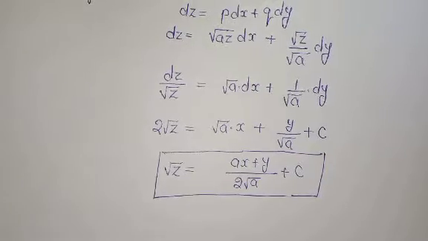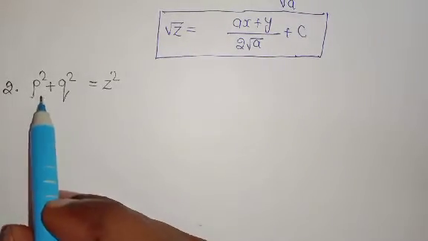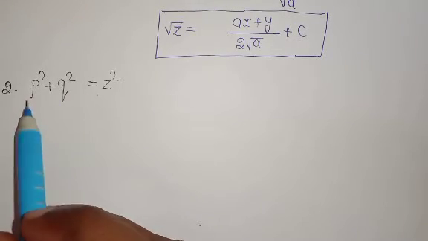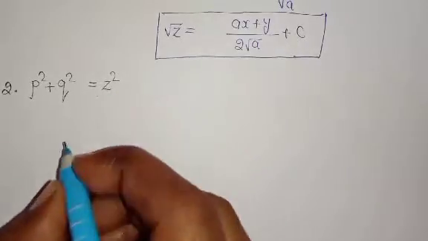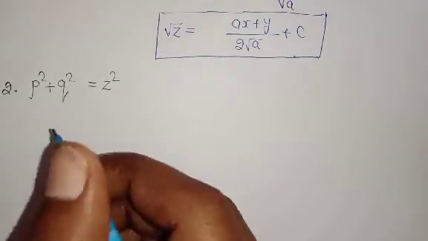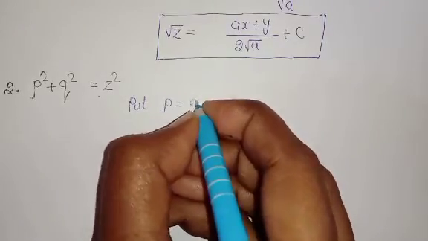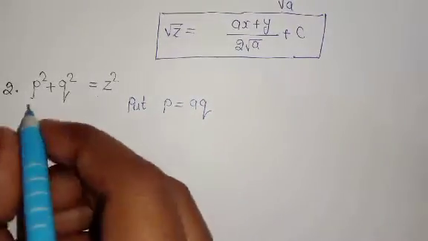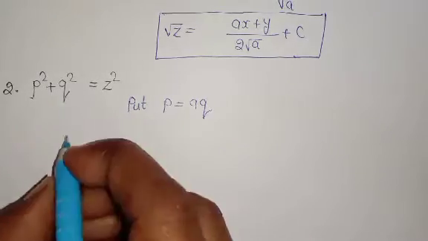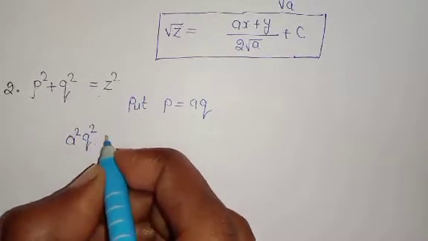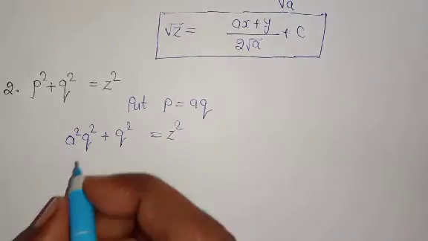Now I will take one more example. So this is our next example. Here you can see again it is present in the form of p, q and z only. So we can apply the second standard form. And what is the first step in the second standard form? Firstly we put p is equal to aq. And after putting the value, the given example takes the form a squared q squared plus q squared is equal to z squared. Now we can find the value of q.